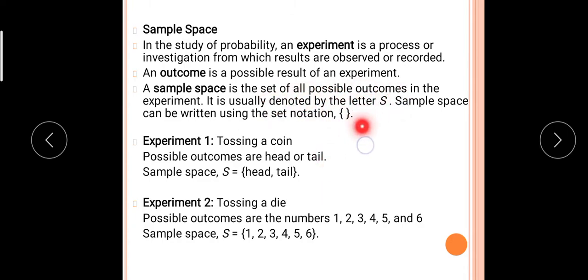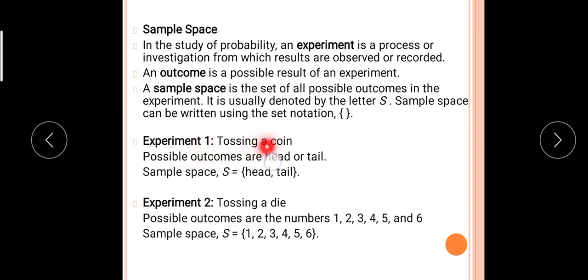All of you know the notation of a set. It is denoted by curly braces. So the set of all possible outcomes in the experiment is denoted by the letter S, and the sample space can be written using the set notation. All of you know this very well, because in the first lesson we learned how to write the elements of a set in curly braces separated by commas. The same concept we are going to use to write the sample space.